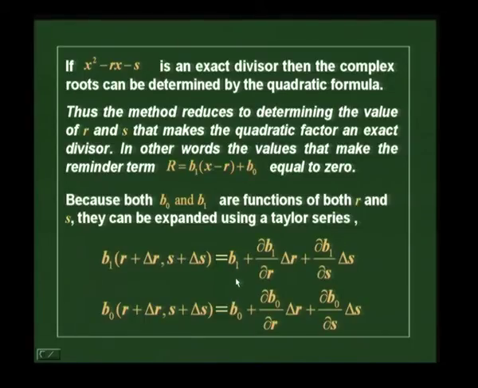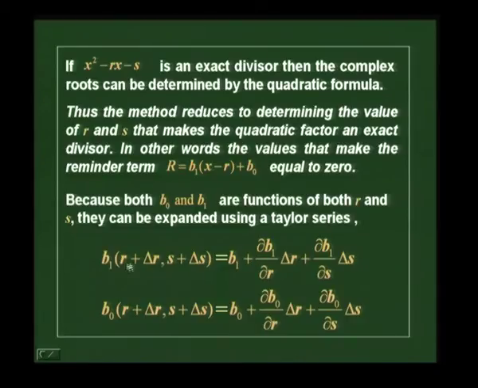Okay. So now what we do is we expand this polynomial using a Taylor series. We expand the coefficients b0 and b1, which should actually be 0 if this is an exact divisor, but since we choose an arbitrary r and s value, they will not be 0. But then we say that our choice is near perfect, or almost correct. So we are very close, and b1 and b0 will be small. So then what I would do is expand b1 and b0 around the r and s values we chose, and get a new b1 and b0.